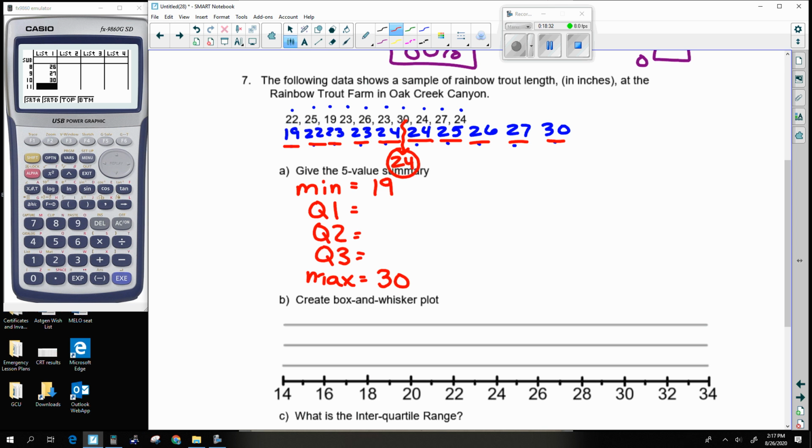So the low side is 1, 2, 1, 2. It is that 23 right there. High side, 1, 2, 1, 2. It's that 26. So we put these in order from low to high, so 23, 24, and 26.